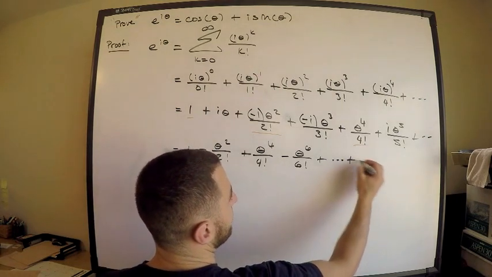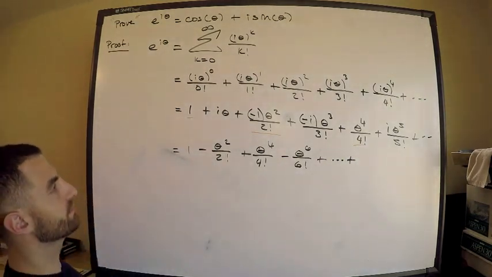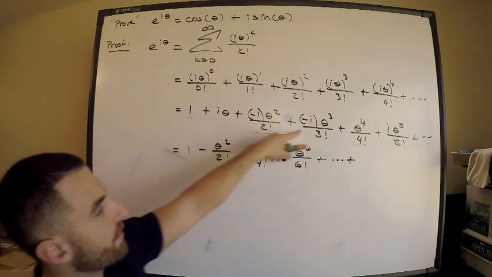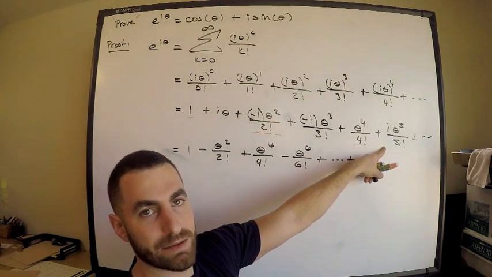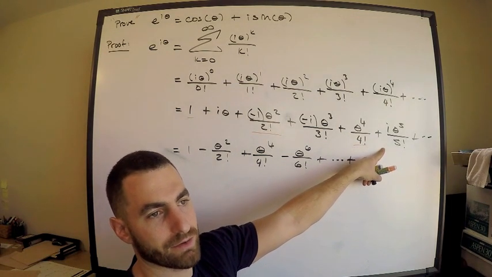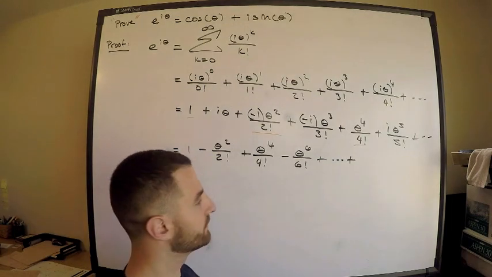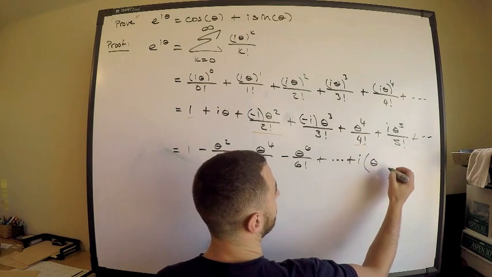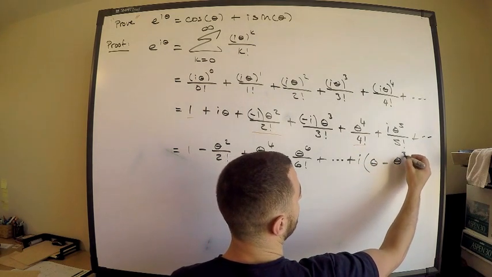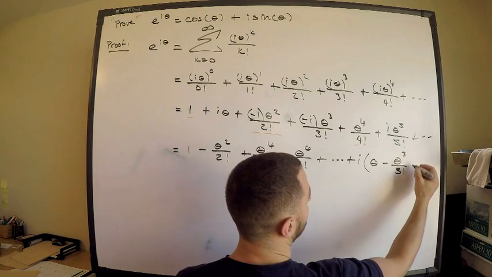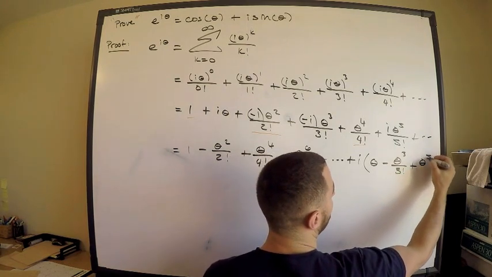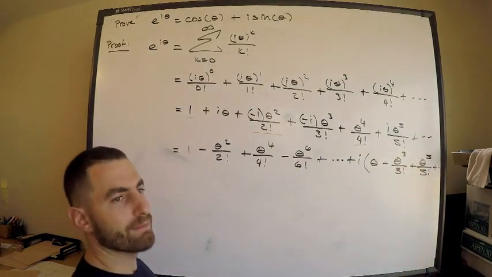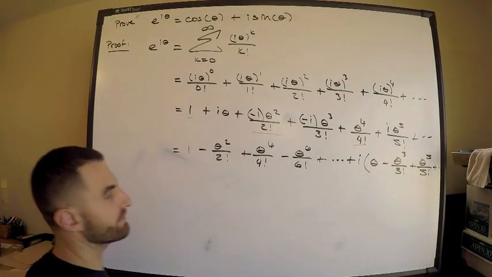Okay, plus, if I group the i terms, it starts at the power of 1, power of 3, power of 5. That's exactly what the power series for sine does. There are only odd powers. Factor out an i. Left over: theta minus theta cubed over 3 factorial plus theta to the 5th over 5 factorial. Keep going. The next one would be minus theta to the 7th over 7 factorial.